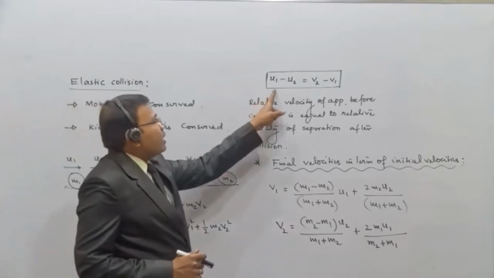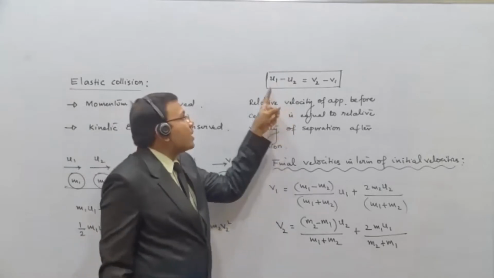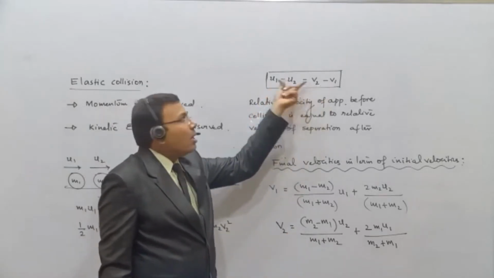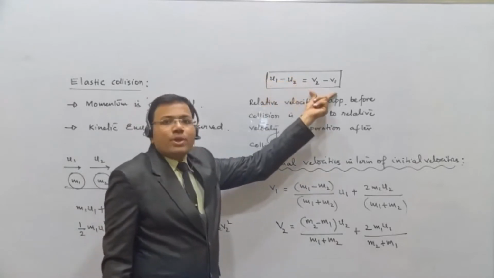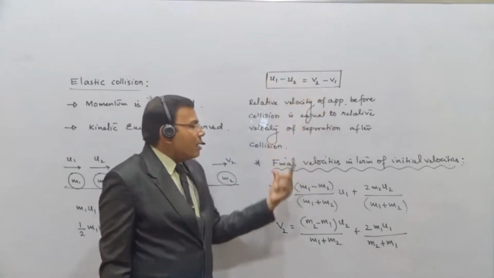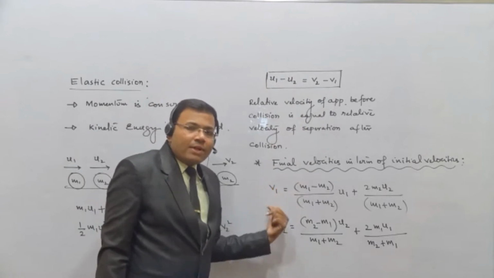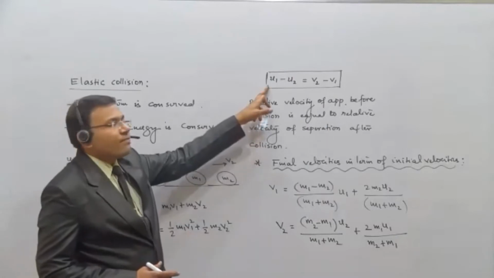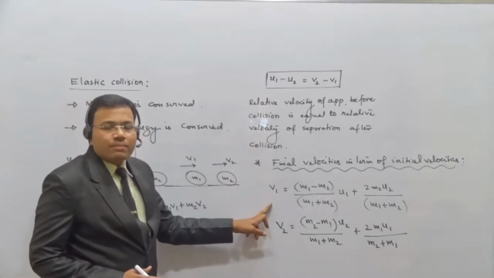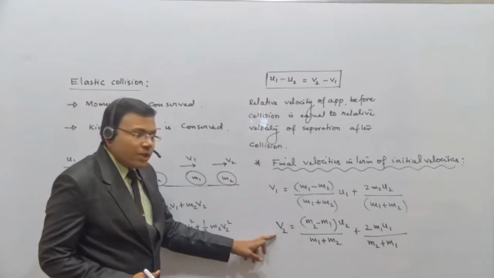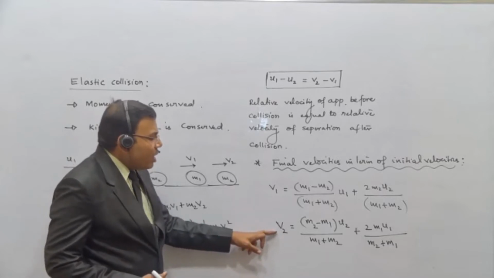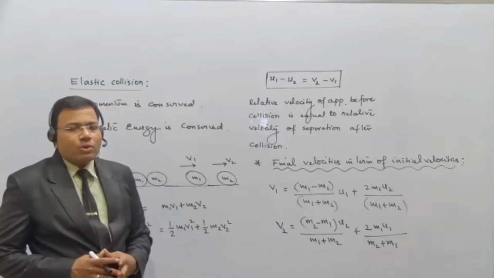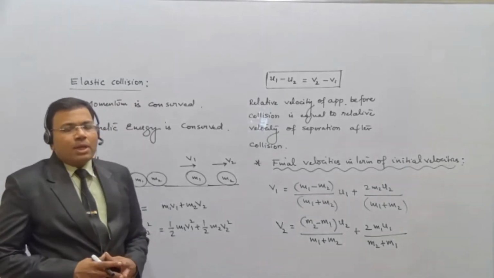Next. After solving these two equations, we are going to get u1 minus u2 equals v2 minus v1. Relative velocity before collision is equal to relative velocity after collision. And these are the final velocities in terms of initial velocity. So on the complete board, what we need to remember is this first one, and the second one is this equation. From v1 we are just writing v2. I hope you have understood the complete concept of this elastic collision.